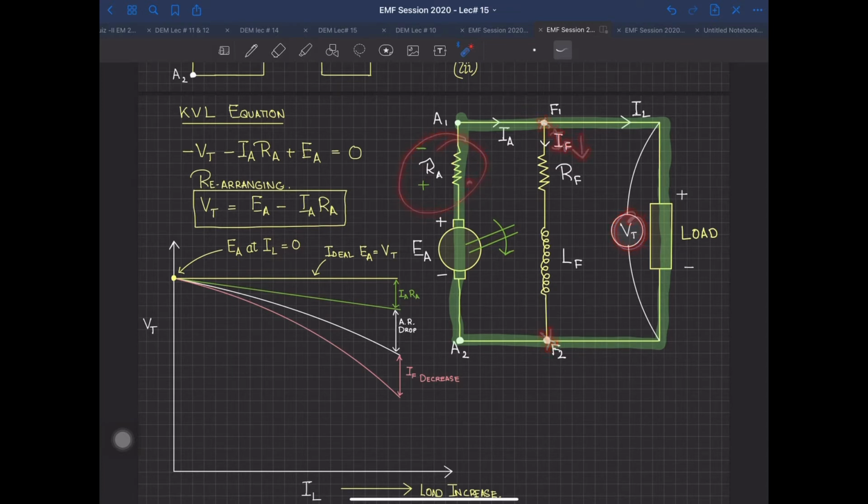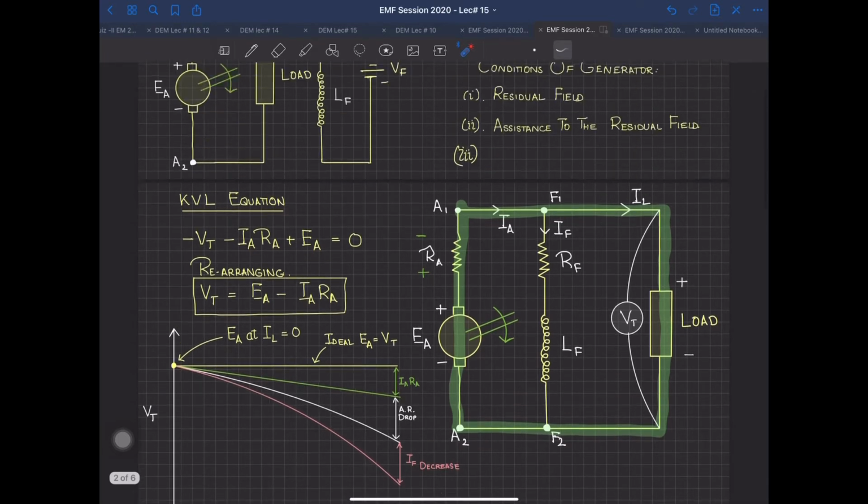The field current is not a constant value anymore. As the load current is increasing, your VT is decreasing, and when VT is decreasing, the field current decreases more. When IF is decreased more, this means less EA, and less EA means again less IF. So it's actually going to be the most dominant drop inside your shunt generator.